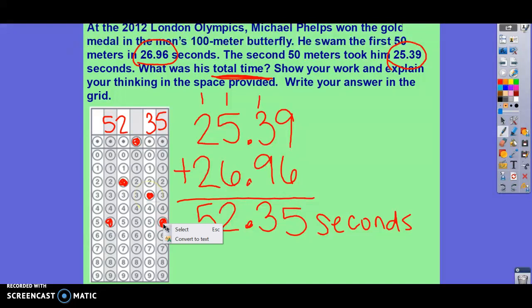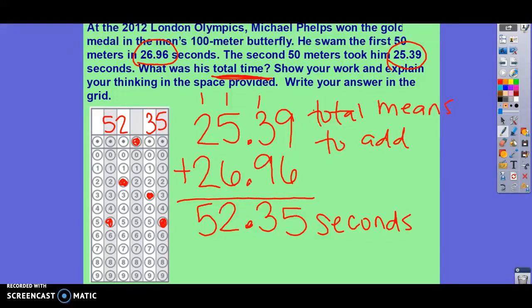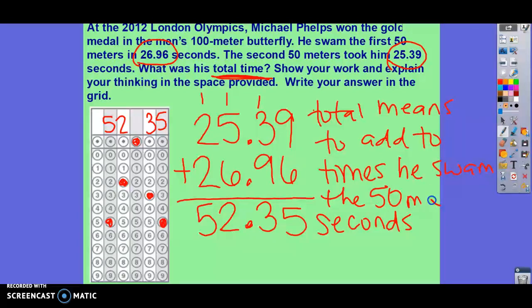And how can we explain this? How can we explain our answer? We would tell our reader that we use the word total, which means to add. So we're going to find the total. Total means to add the times he swam the 50 meters. He swam 50 meters and then 50 meters, so he swam 50 and then 50. So his total time for the 100 meter was 52 and 35 hundredths seconds.